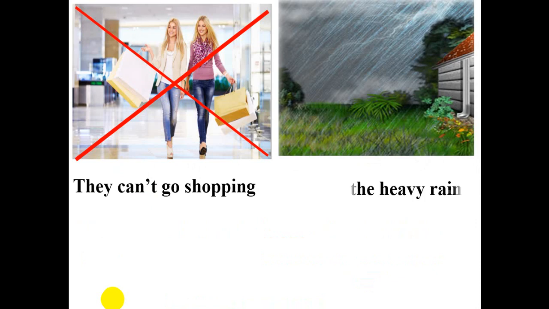Đây là mệnh đề chỉ lý do. Okay, so they can't go shopping the heavy rain. Như vậy chỗ này bạn sử dụng cái gì nào? Because hay là because of? Và the heavy rain nó là cụm danh từ, nhưng mà cái này bạn sử dụng because of. Ok. Cụm danh từ ha.